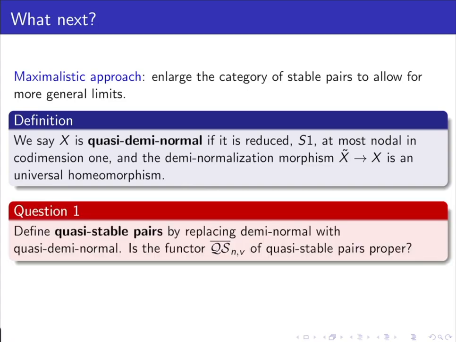So with this definition, you could say, okay, let's enlarge and define the functor of quasi-stable pairs by redefining stable pairs, just replacing demi-normal with quasi-demi-normal in the definition. And then we get a functor of quasi-stable pairs of dimension n and volume V. And the question is: is this guy proper?